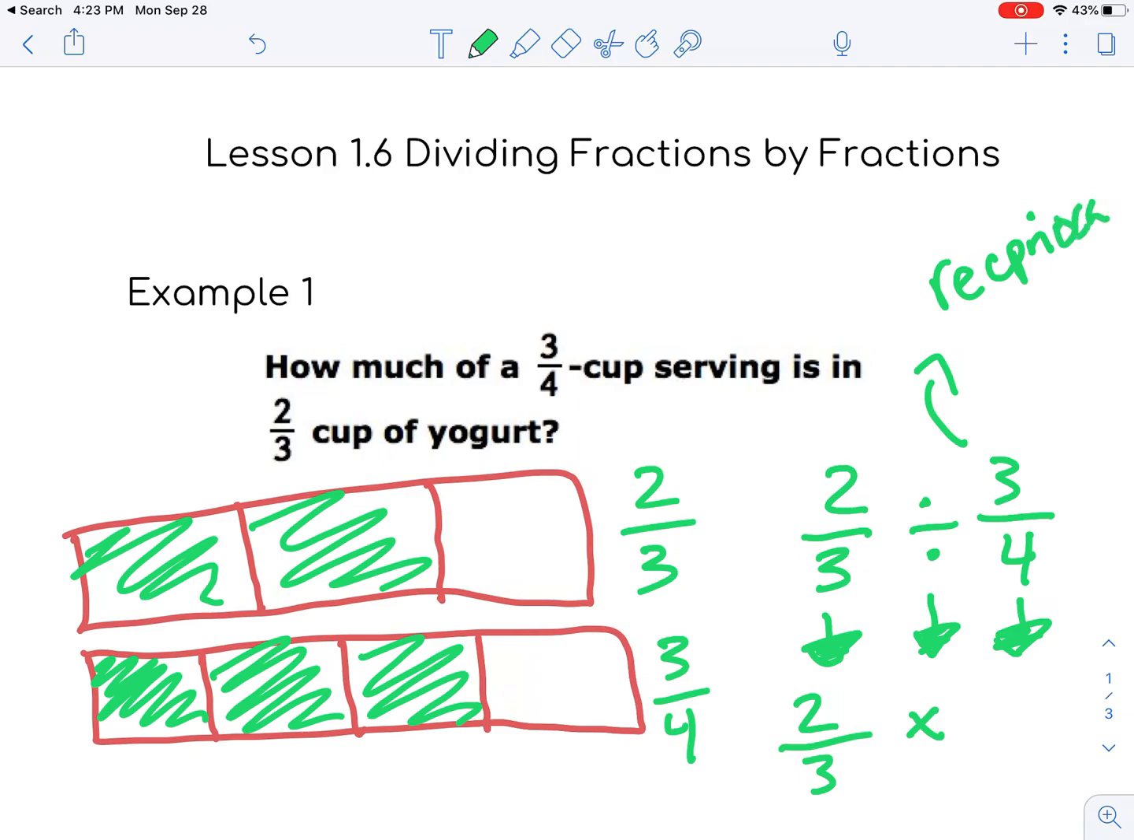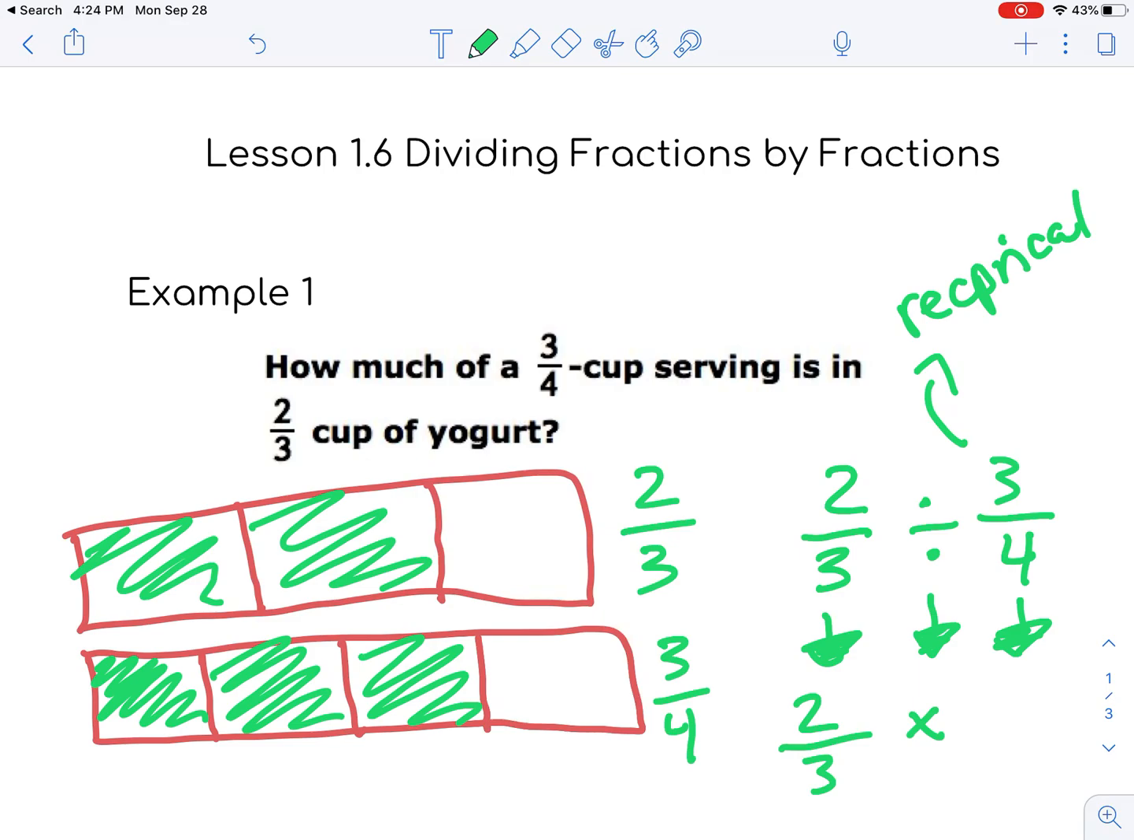reciprocal. I don't think I spelled that right. Sorry guys, this is why Miss Huber is a math teacher, not an ELA teacher. I'm going to call that good enough. I'm still not sure that's spelled correctly.